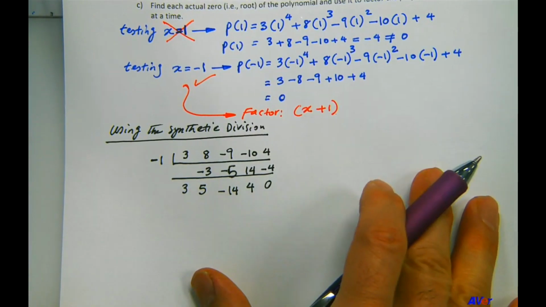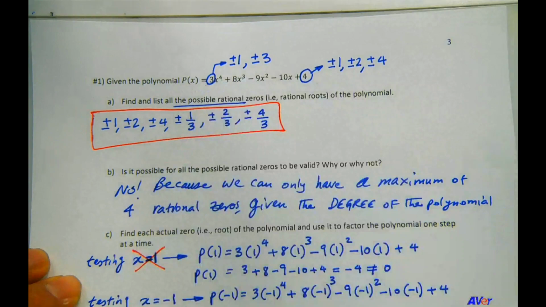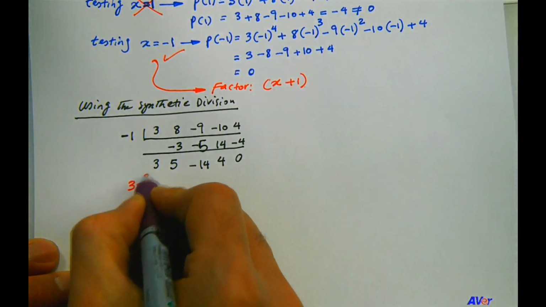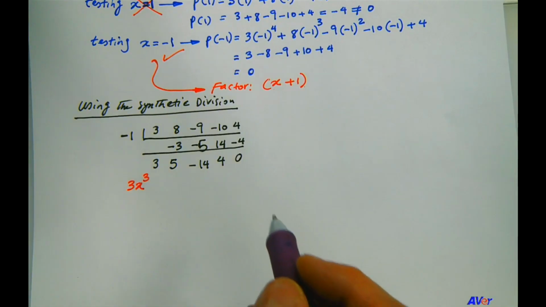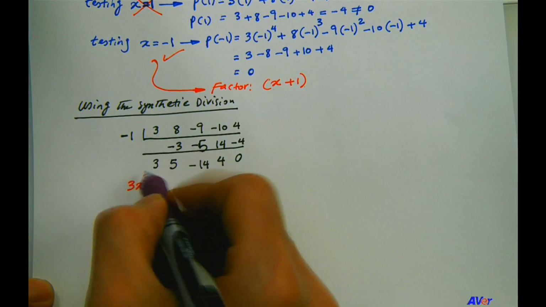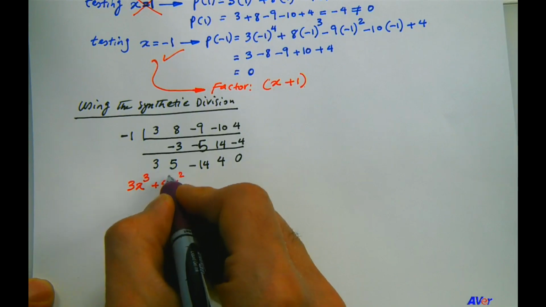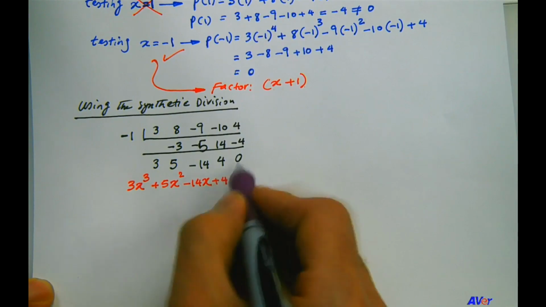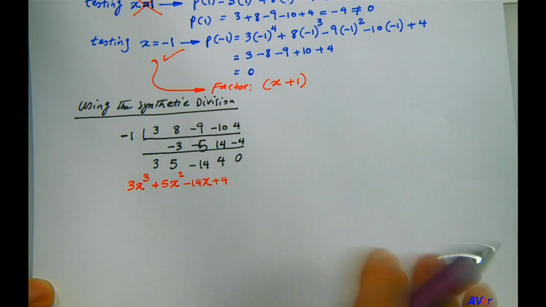Because our original polynomial had the highest power of 4, in the synthetic division, this will give us 3x cubed, and then plus 5x squared minus 14x plus 4, okay, and 0 would be the remainder.